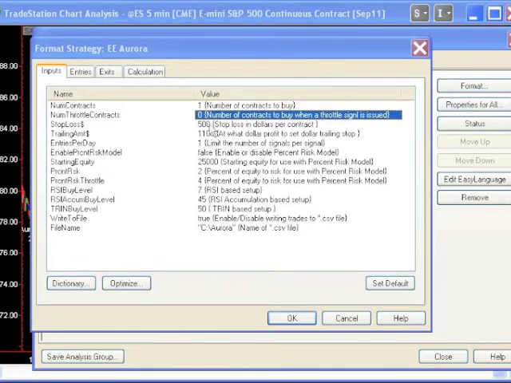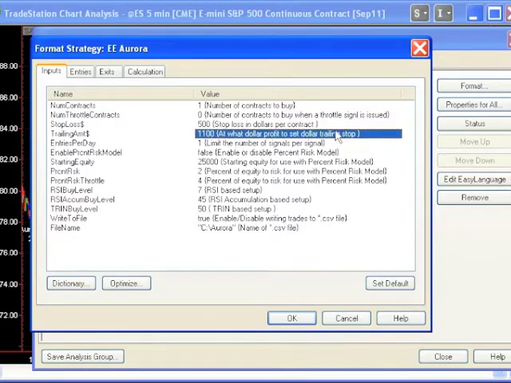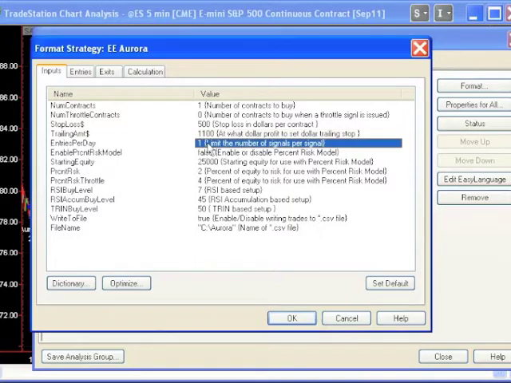Okay, I just put our throttle back to 0. Stop loss, self-explanatory. We have a $500 stop loss. That's in dollars per contract. We have a trailing amount of $1,100 just to help lock in some of those profits.